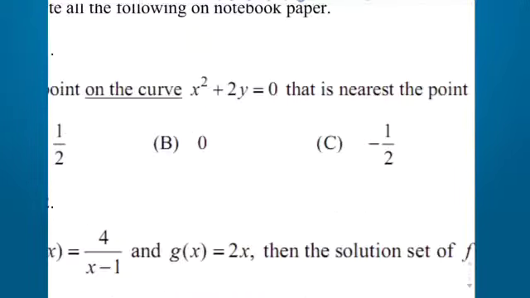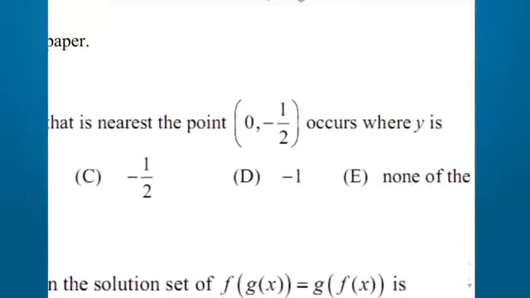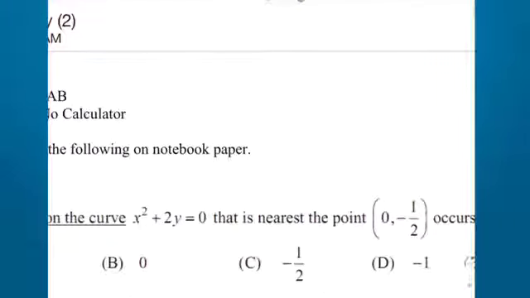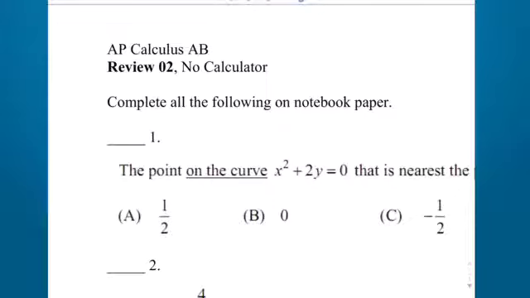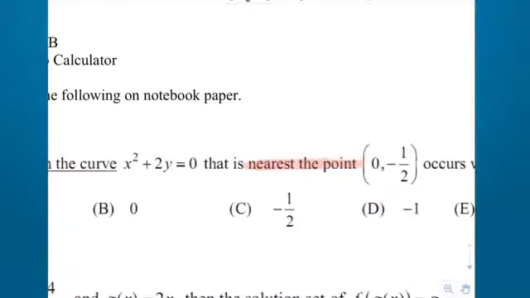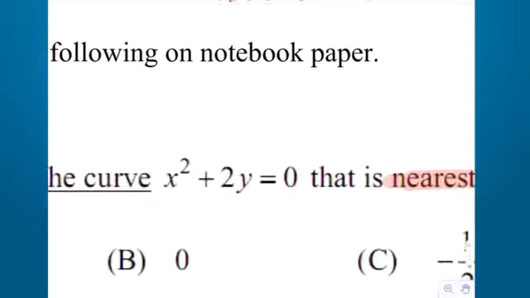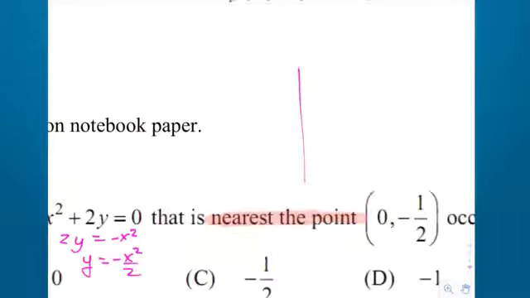The point on the curve x squared plus 2y equals 0 nearest the point (0, negative 1/2) occurs where y is? All right, so this is an optimization question. Whenever we're trying to minimize distance or maximize closeness, the endpoints are relevant. They could be the answer. So the first step is to draw the picture. If you solve this, you get 2y equals negative x squared, and y equals negative x squared over 2. That would be the graph of the parabola.